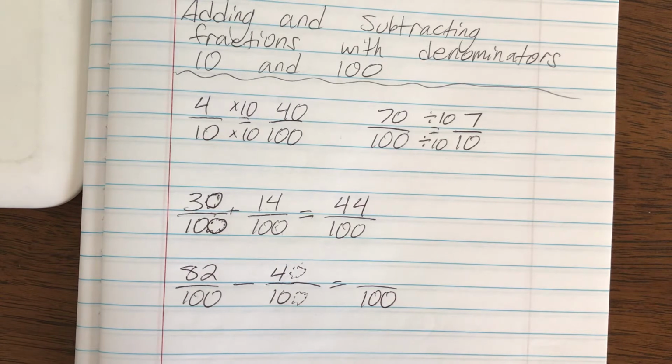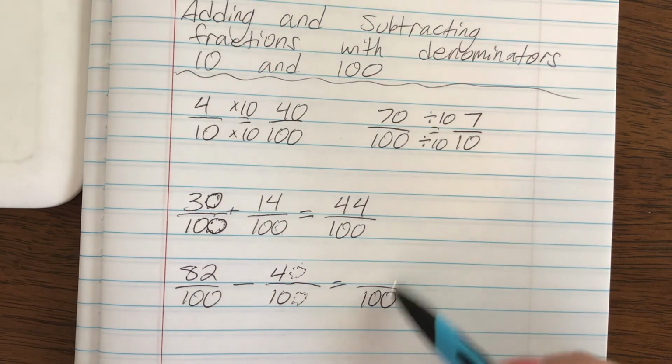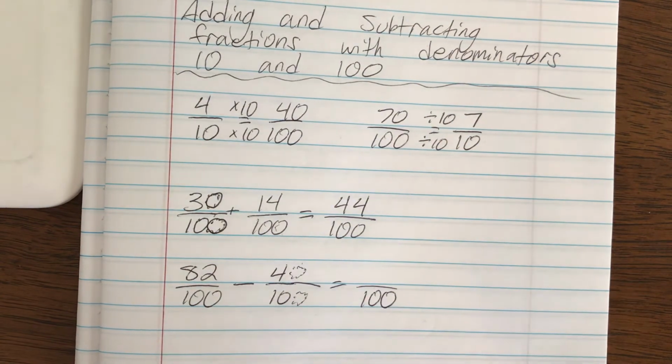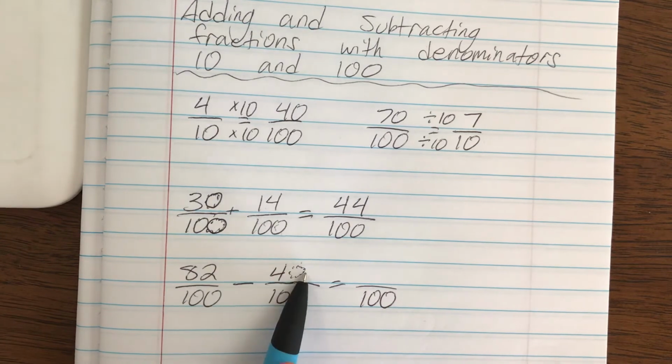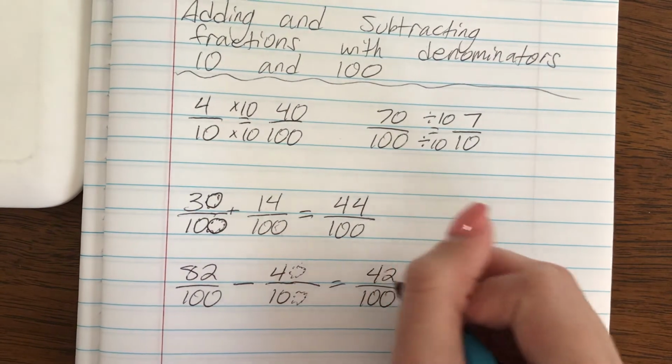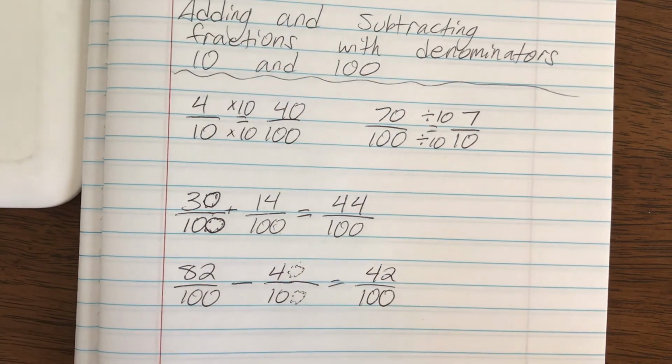For now, boys and girls, I do want to let you know that with the adding and subtracting of fractions with denominators of 10 and 100, we are not going to simplify these. The only simplification that might happen is if it ends up being 100th, that could be simplified into a 10th, but we'll get into that in just a minute. So looking at our 82 minus 40, that's going to leave us with 42 hundredths.